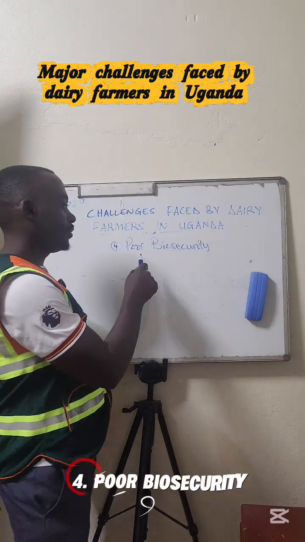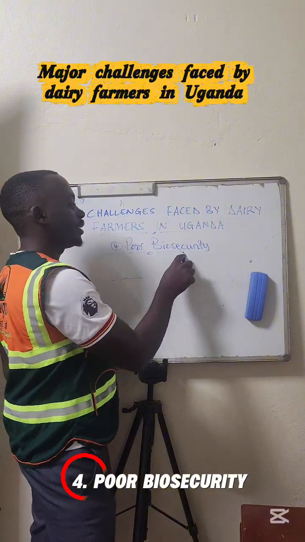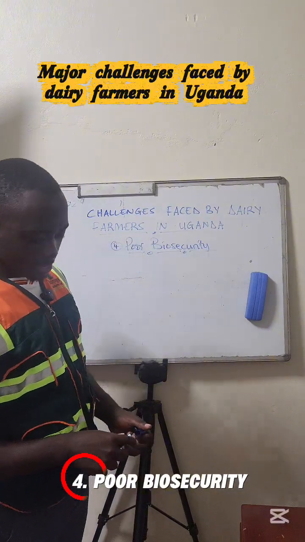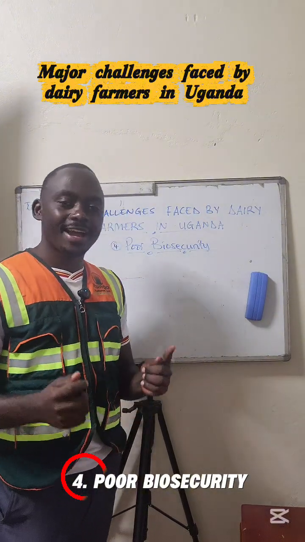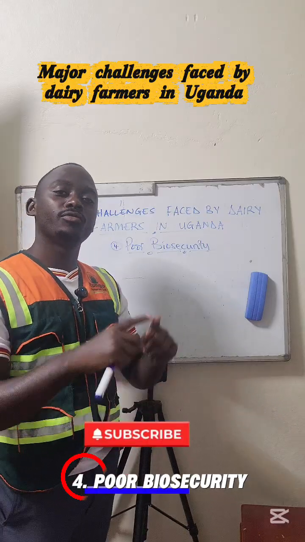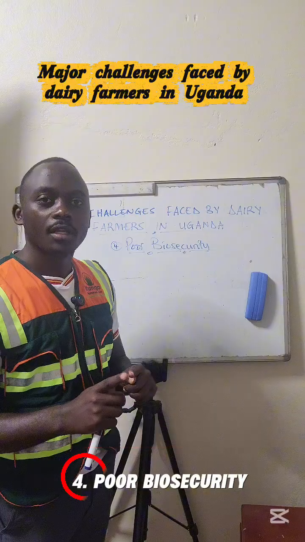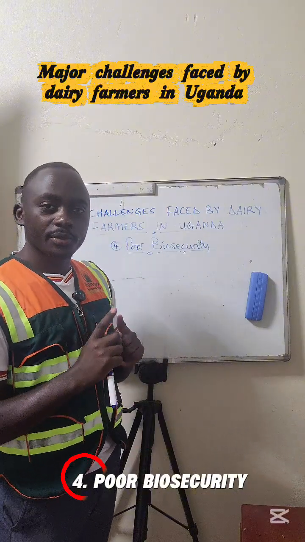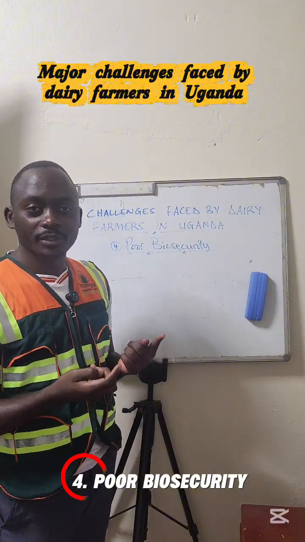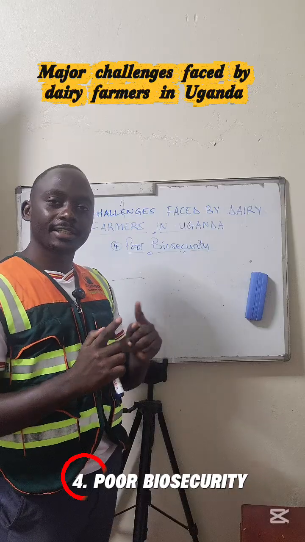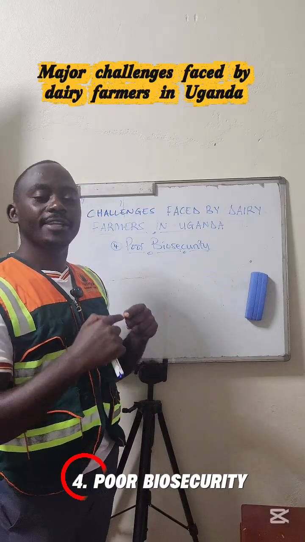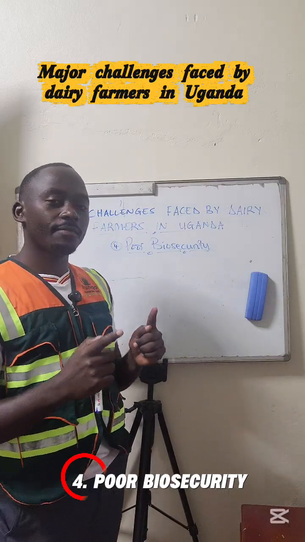Now the fourth challenge is poor biosecurity. Poor biosecurity is workers, visitors, and everyone else has free access to anywhere on the farm. There are no quarantine protocols. We cannot isolate sick animals. We do not have footbaths at the entrance. We do not have clear fences. We do not have clear boundaries.